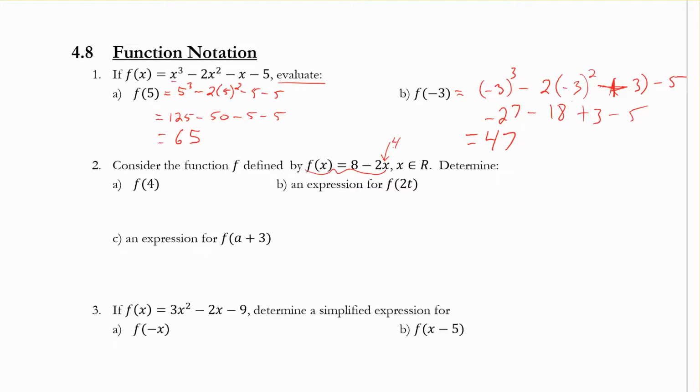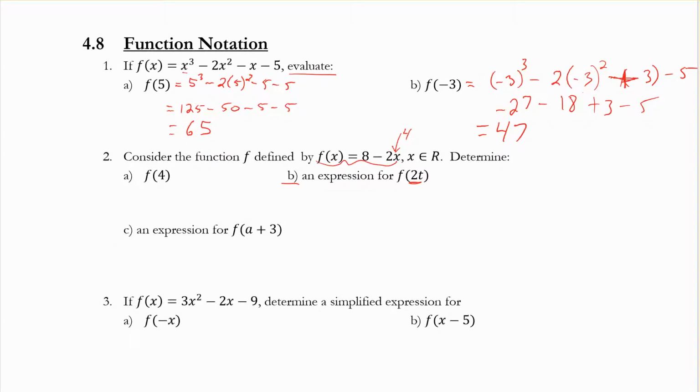And then it says find an expression for f of 2t. We're going to do exactly the same, but we can't solve it because we don't know what t is, but we're going to plug t in place of x. So the way that would look is we write that f of 2t is equal to 8 minus 2, and now instead of x, I'm going to put 2t. So that's all I'm doing, just replacing it with whatever's in there, right?